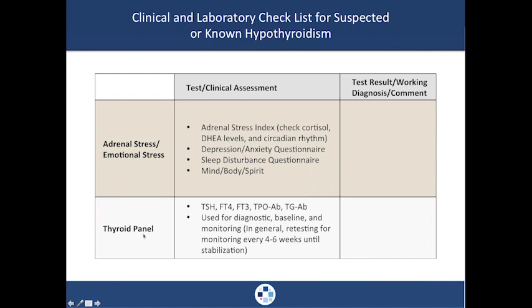With regard to a thyroid panel, you certainly want to order all of these. TSH, free T3, free T4, TPO antibody, thyroglobulin antibody as well. You want to use it for diagnostic, for baseline, for monitoring, and in general, retesting or monitoring every 4 to 6 weeks until it's stable. Now, this individual, you may need to go an entire year and a year and a half, but you will see results addressing the potential areas that I had talked about in this webinar.